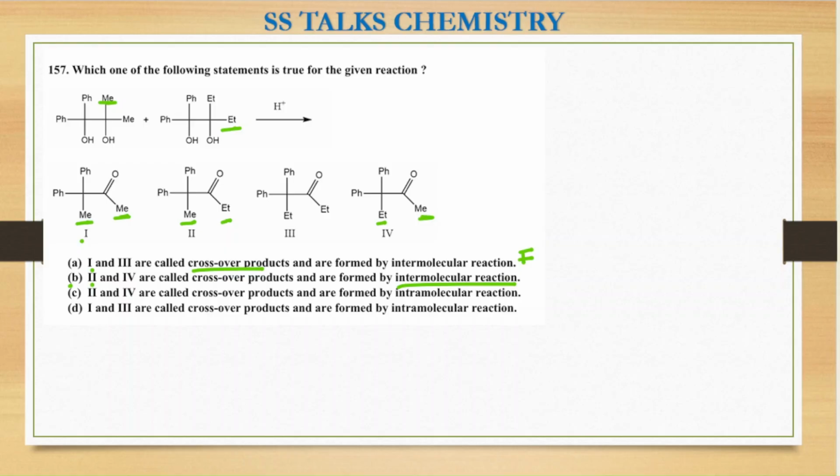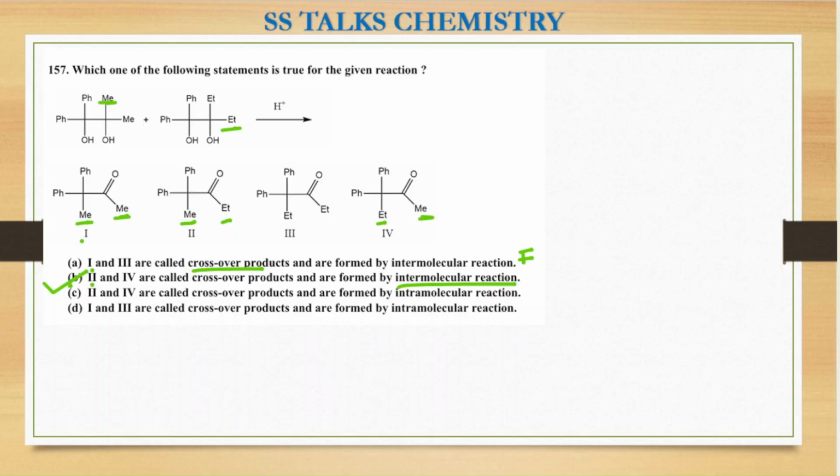If the same species would have been involved in the reaction, that is called the intramolecular reaction. Now here the different species are being involved for the formation of the crossover product, so that is called your intermolecular reaction. So the correct answer will be option B in this case.